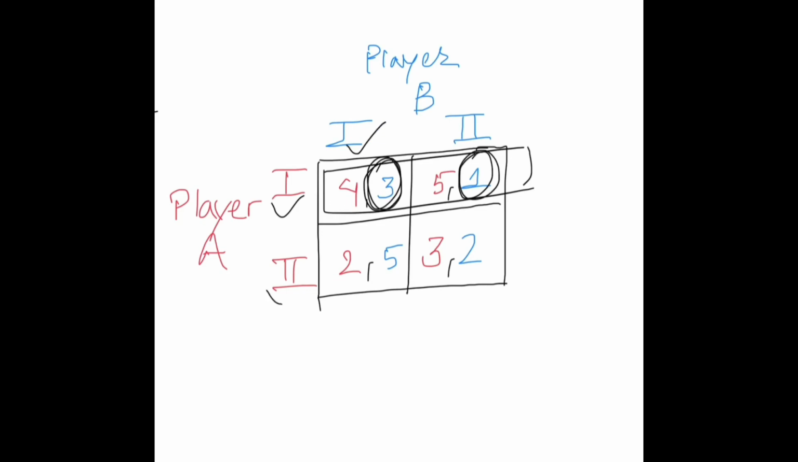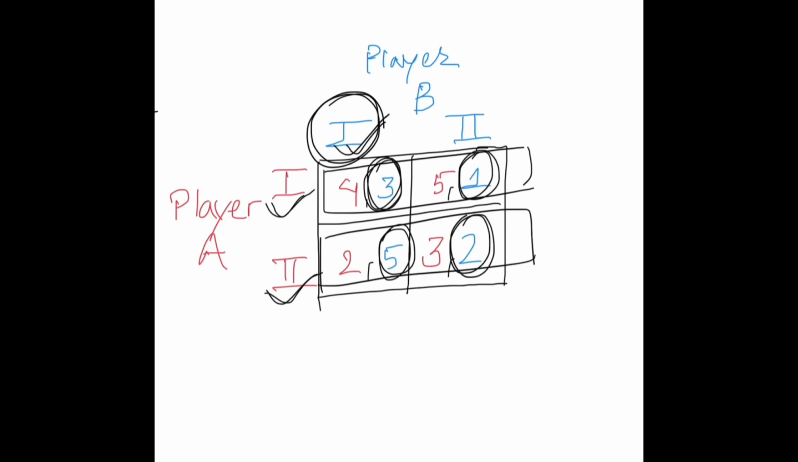What if player A selects the second strategy? Then this row will be of our interest, and player B will get a payoff of 5 if he selects the first strategy, and a payoff of 2 if he selects the second strategy. Since 5 is greater than 2, player B will again select the first strategy. So we find that no matter what player A selects, the optimal strategy for B is to play the first strategy. This is said to be the dominant strategy for player B.